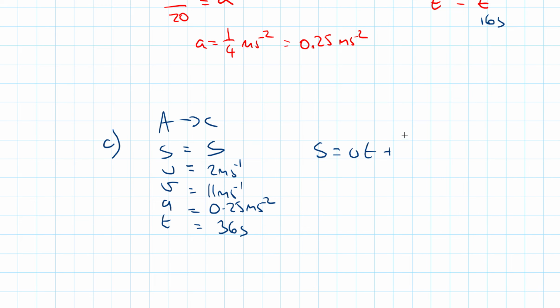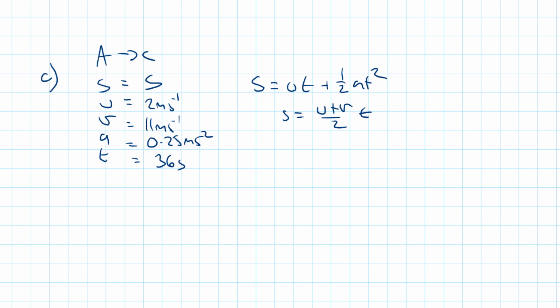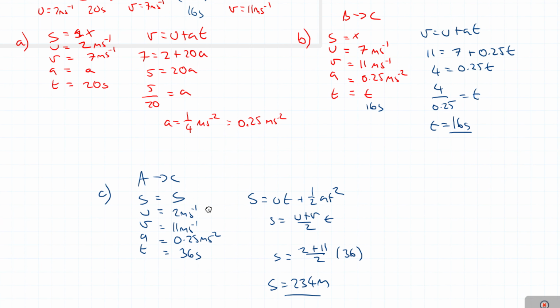So s equals ut plus half at squared is perfectly fine, or s equals u plus v over 2 times t. I'm going to use the second equation. So s is equal to 2 plus 11 divided by 2 times 36. And plugging this in, 2 plus 11 divided by 2 is 6.5, times that by 36 gives me a distance of 234 meters. And that brings us to the end of our questions.